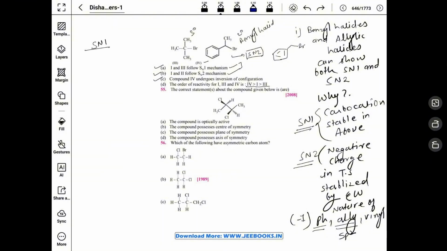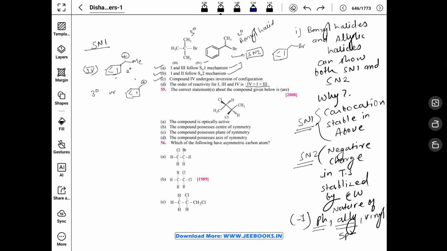In SN1, the more stable carbocation will react faster. So for sure, we can say that the most stable carbocation will be from 4, because it is a benzylic carbocation and a secondary carbocation at the same time. So this will be more stable. And then we have to see which one is more stable, the tertiary or this one.